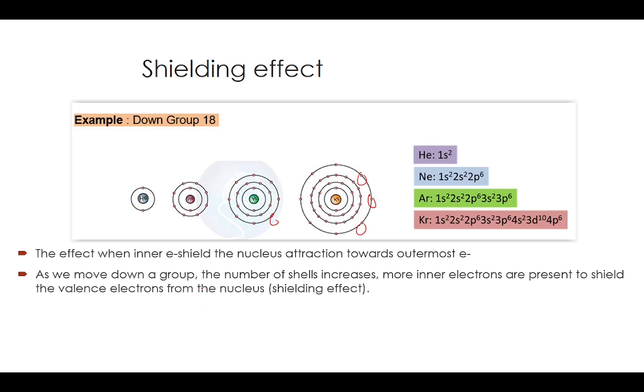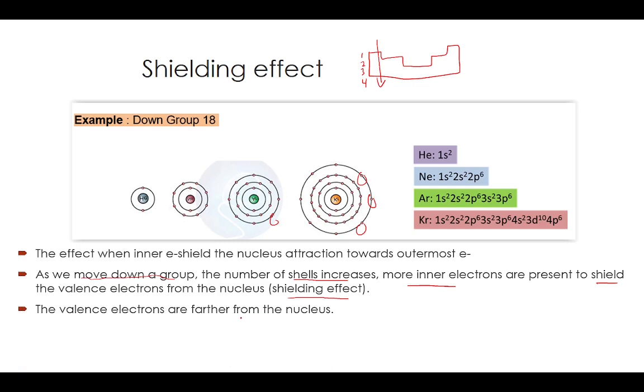As we move down the group, if you have a periodic table, the number of shells increases. This is correct because period refers to the number of shells, 1, 2, 3. Down the group, the shells increase, so there are more inner electrons, and of course the shielding effect becomes larger.